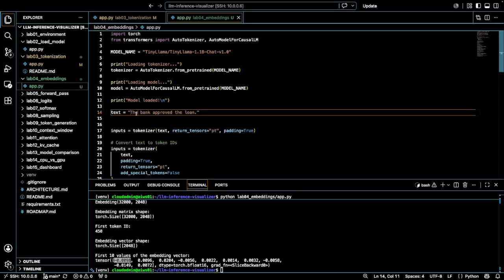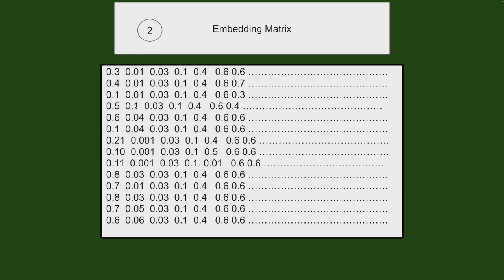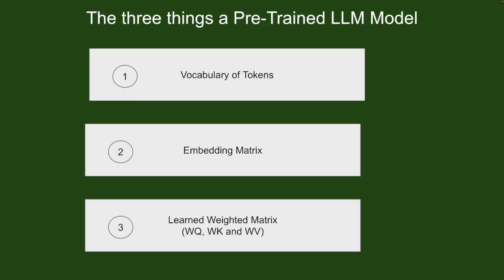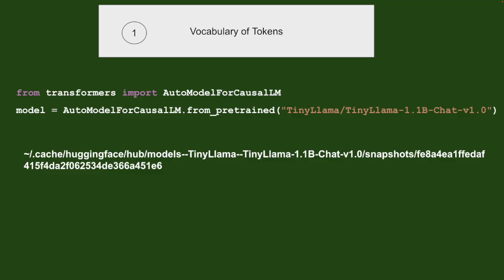Once it gets that, it runs through a set of transformer steps, which we will cover later. But right now we need to understand these two things. This is pretty important, so I'll take you through it once again. There are three things a pre-trained LLM contains. One is a vocabulary of tokens, then embedding matrices, and finally it also contains learned weight matrices. But in this video we only talk about the vocabulary of tokens, and we saw how you get hands-on with a pre-trained LLM.